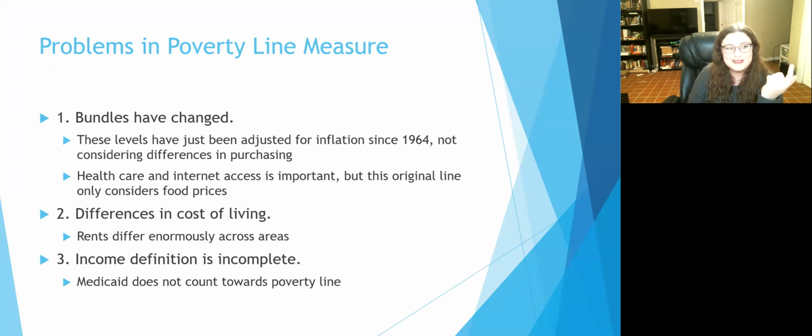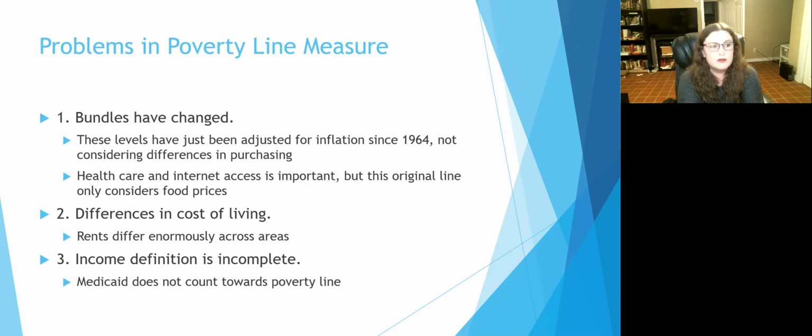3 times the minimally accepted nutritious diet doesn't factor in the fact that we have very different needs in 2020 and 2021 and onwards than we did in 1965. Or, excuse me, 1964 when they first came up with things. Now, today, they're saying that the very basic amount of money that you need is the minimum amount of calories, the cost of that times 3.